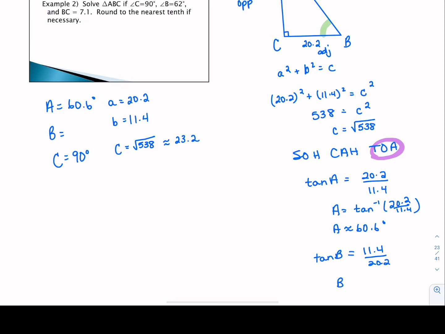Now, to find B, we're going to say that must be found using an inverse function. So we have tan inverse of 11.4 over 20.2. So once again, be very careful with your calculator work. We want to make sure that you are using your inverse and you are in the right mode. What you should get this time is 29.4 degrees.